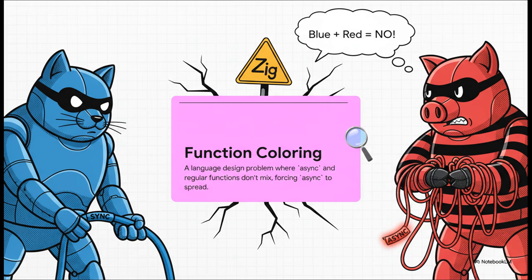Well, imagine your code suddenly has two kinds of functions. Let's call them blue for your regular, everyday functions, and red for your special async ones. Now, the problem, which you've definitely run into in languages like JavaScript or Rust, is that these two colors just don't mix. A red function can call a blue one, no problem. But a blue one can't easily call a red one. And that creates this rigid, annoying divide right down the middle of your entire code base.